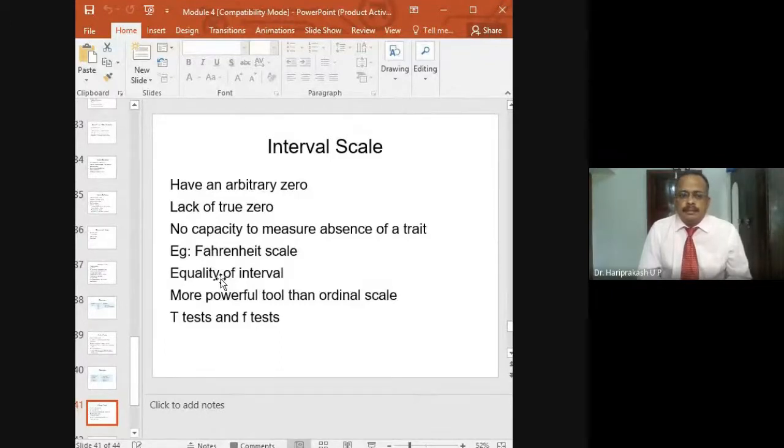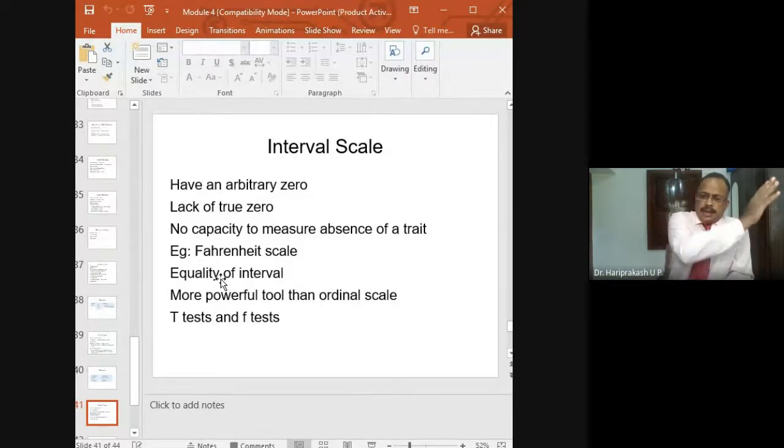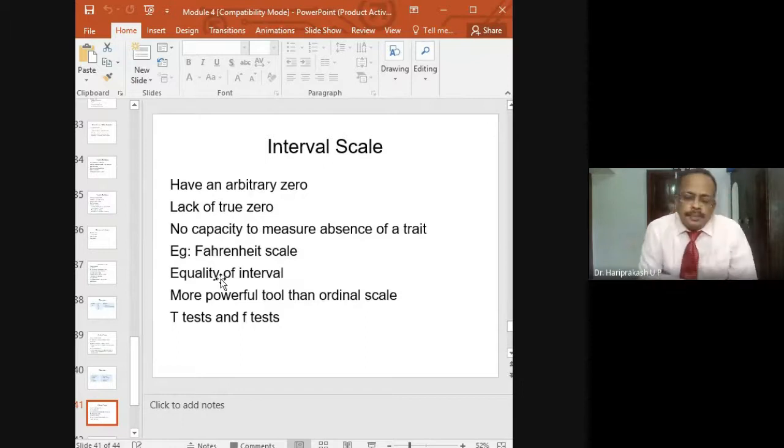An example for the interval scale is the temperature scale. So we say zero temperature. Does it mean there is no temperature? No, but temperature is there. Temperature may range from plus any side to negative any side. Minus 1 degree, minus 10 degree, minus 20 degree also. Any number it may go. Does zero temperature mean there is no temperature at all? It does not mean like that. So that is what it has, an arbitrary zero, lack of true zero.